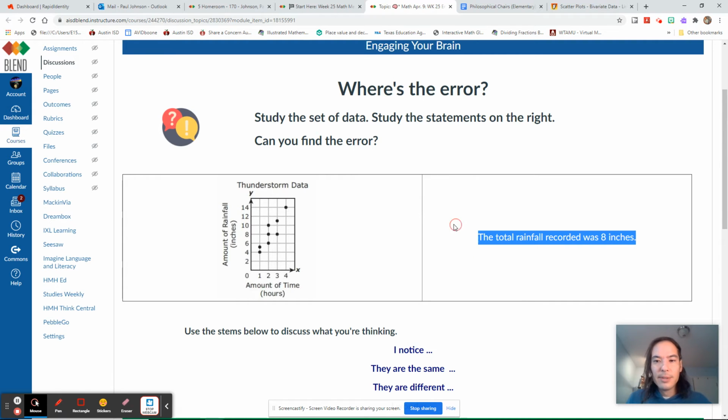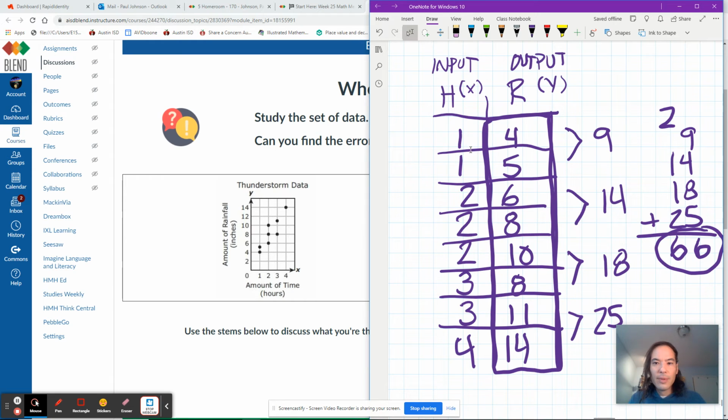First thing that I noticed is when we looked at our graph, we didn't have a lot of the same data. We didn't have those clusters that we talked about in class yesterday. 1 hour went by and it only rained 4 inches, and then the next time 1 hour went by, it rained 5 inches, right?